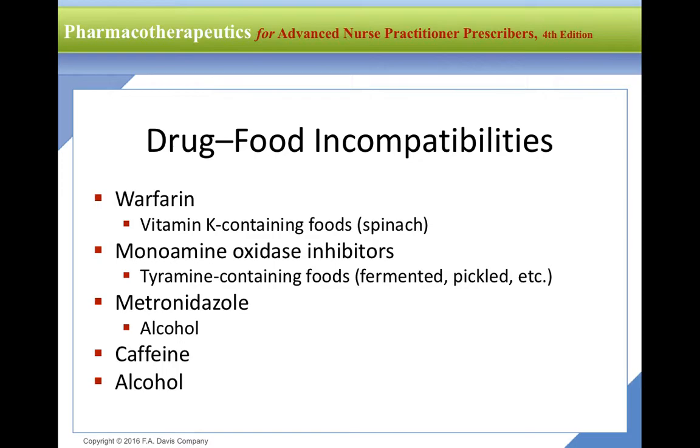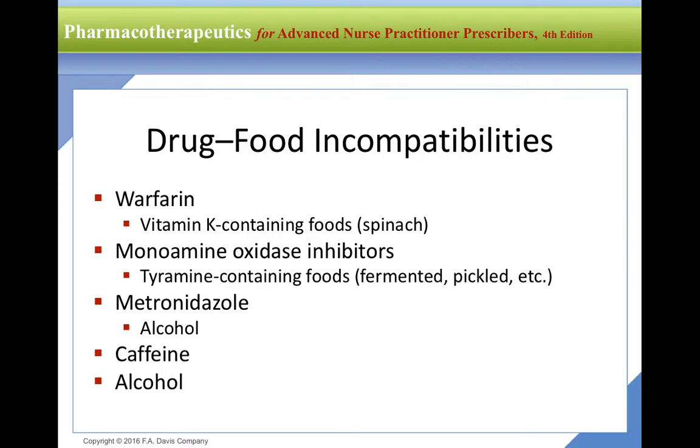Monoamine oxidase inhibitors are old medications and antidepressants that are also used for Parkinson's. You can't have tyramine containing foods. So those are fermented foods, certain types of aged cheese, pickled foods, things like that. You have to be very careful to avoid it because it can actually send a patient into a hypertensive crisis.